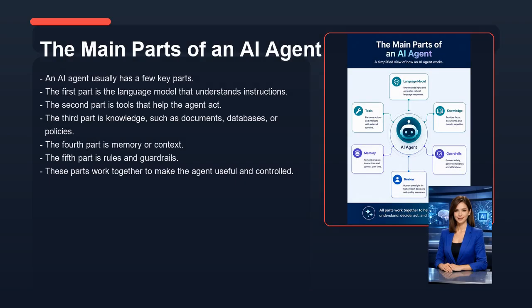Now let's look at the main parts of an AI agent. An AI agent usually has a few key parts. The first part is the language model that understands instructions. The second part is tools that help the agent act. The third part is knowledge, such as documents, databases, or policies. The fourth part is memory or context. The fifth part is rules and guardrails. These parts work together to make the agent useful and controlled.